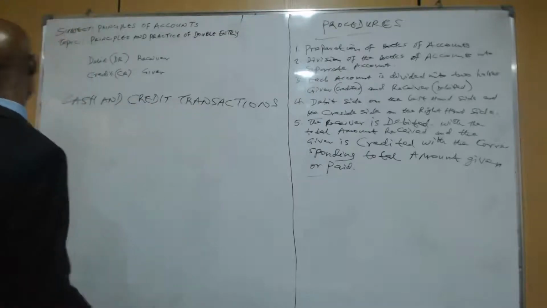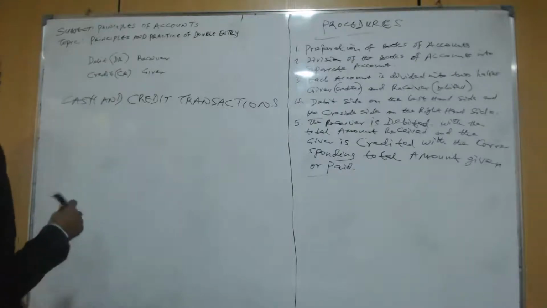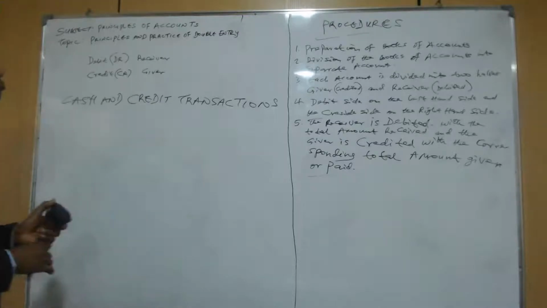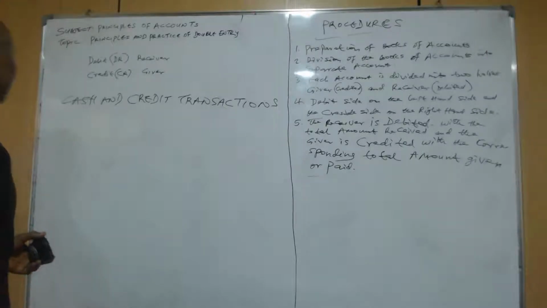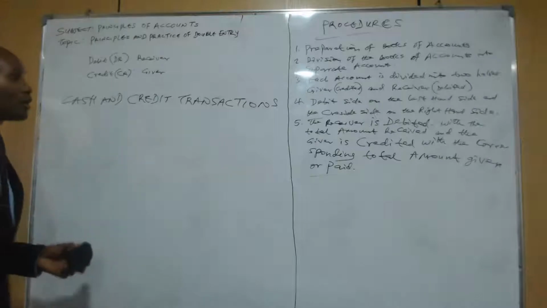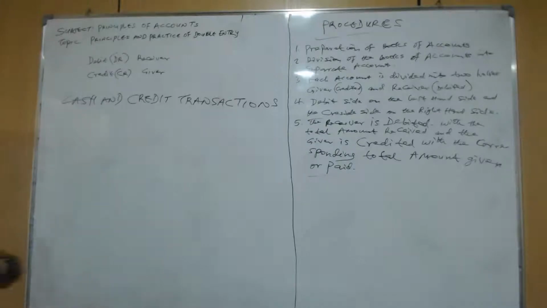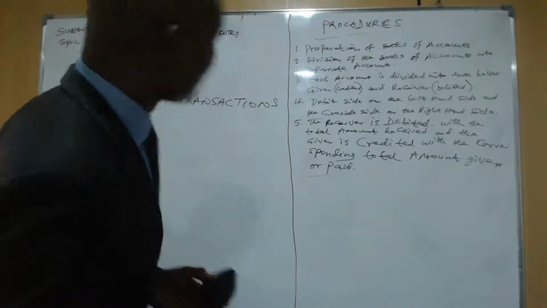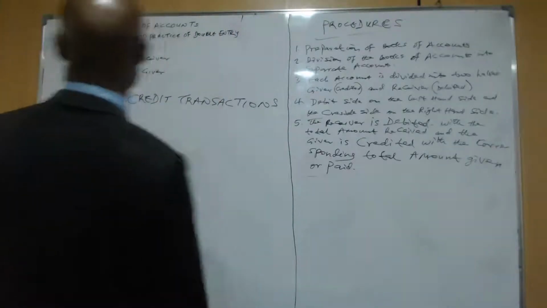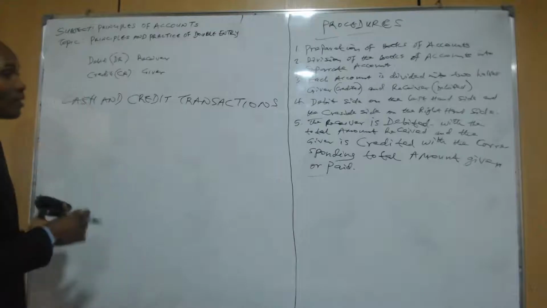But for credit transactions, the payment may not be made until the agreed period, which may be 1 month, 2 months, 3 months, as the case may be, based on the agreement. It means there will be need to open separate individual ledgers for them.